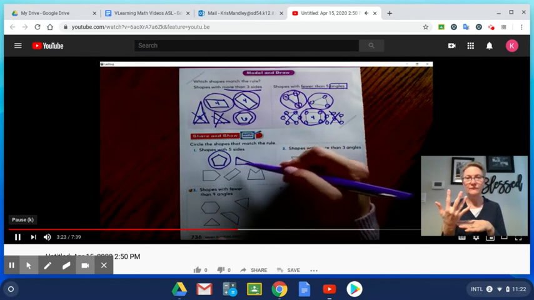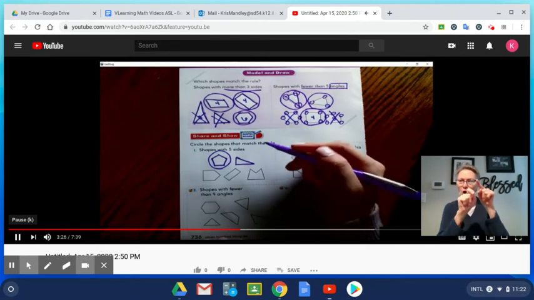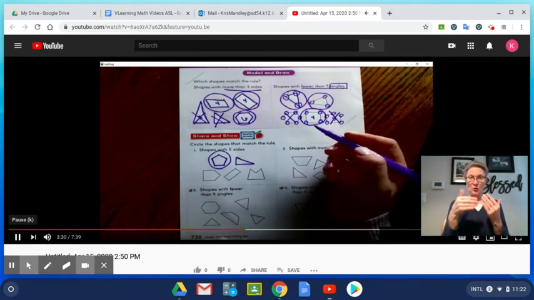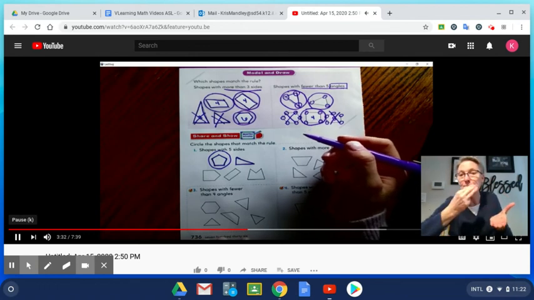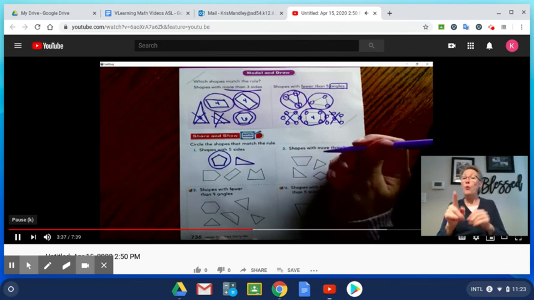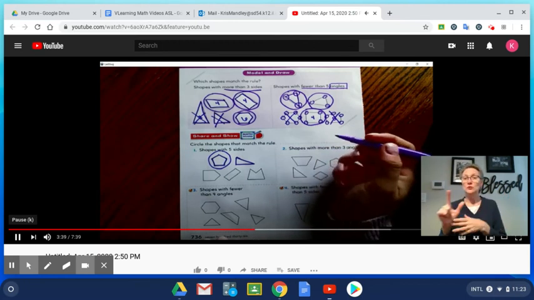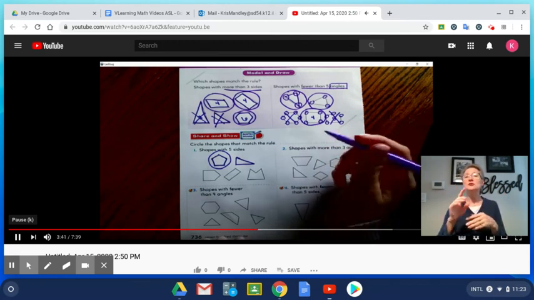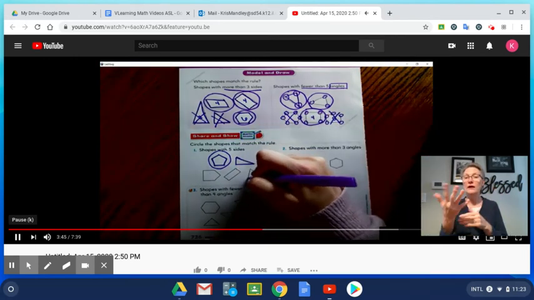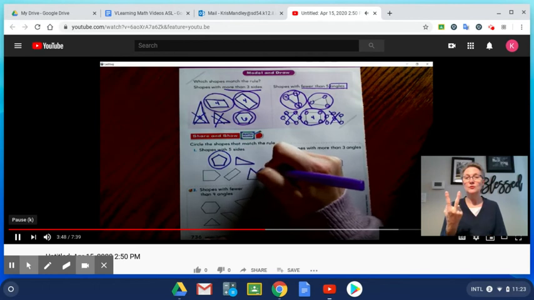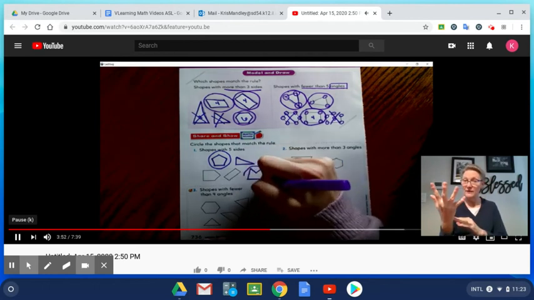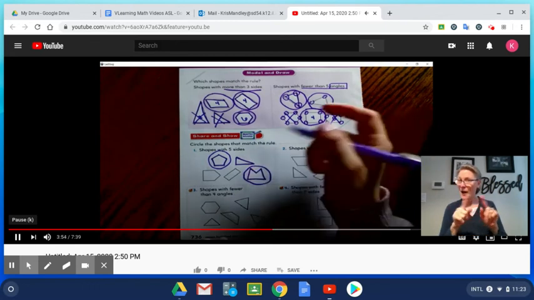The reason why I'm outlining it too, boys and girls, is because I want to know which ones I've already counted. So if you have a highlighter or a marker that you could do the same thing to, that's great. Or you can use the tools in Seesaw to help you trace along to count the sides as well. So again, shapes with 5 sides. 1, 2, 3, 4, and 5. So this one's a strange shape, but it has 5 sides.